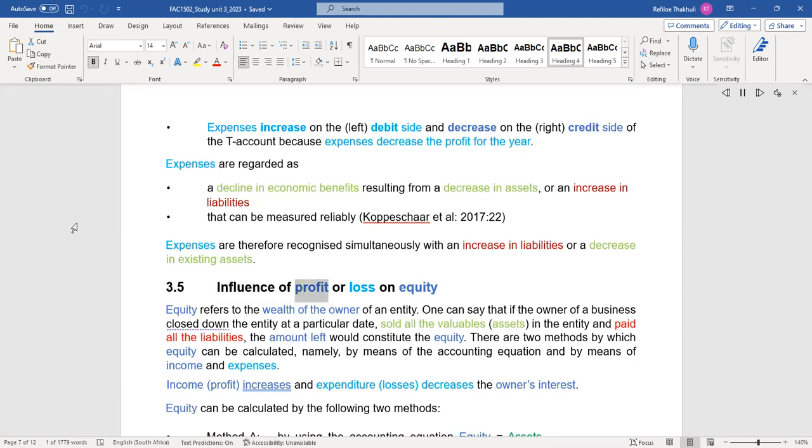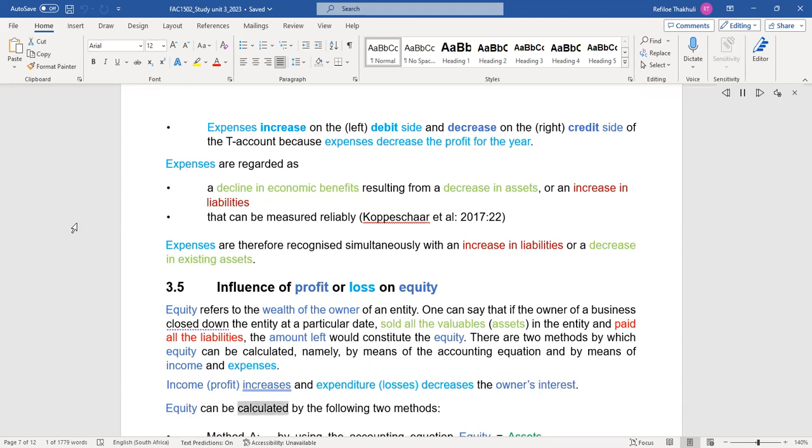3.5 Influence of profit or loss on equity. Equity refers to the wealth of the owner of an entity. One can say that if the owner of a business closed down the entity at a particular date, sold all the valuables, assets, in the entity and paid all the liabilities, the amount left would constitute the equity. There are two methods by which equity can be calculated, namely, by means of the accounting equation and by means of income and expenses. Income, profit, increases, and expenditure, losses, decreases the owner's interest.